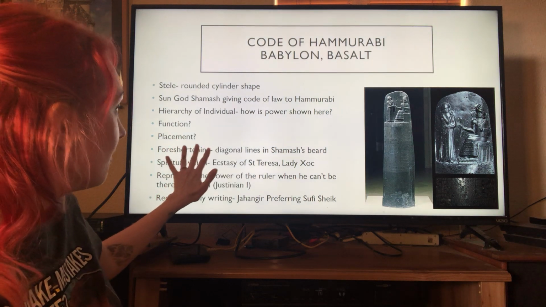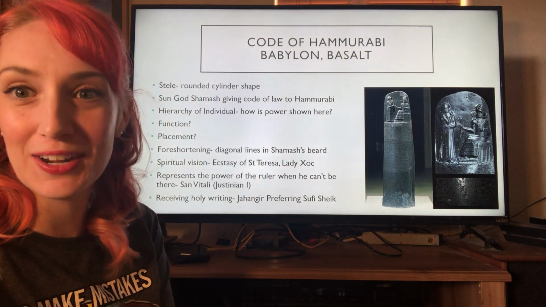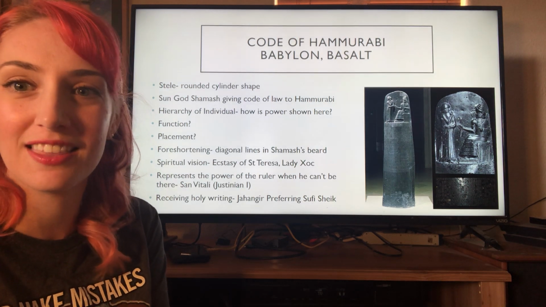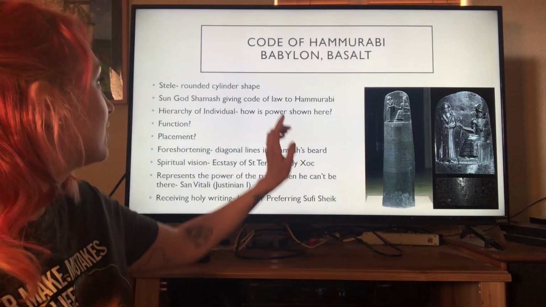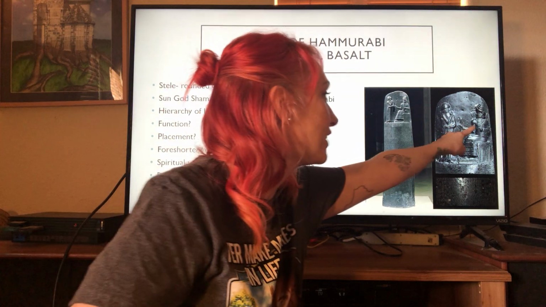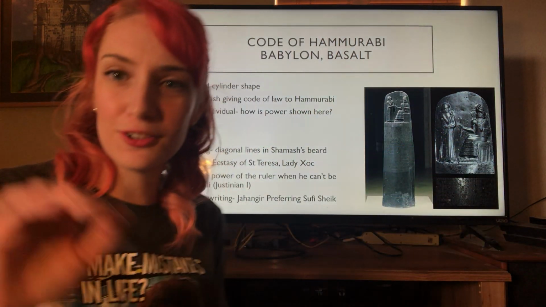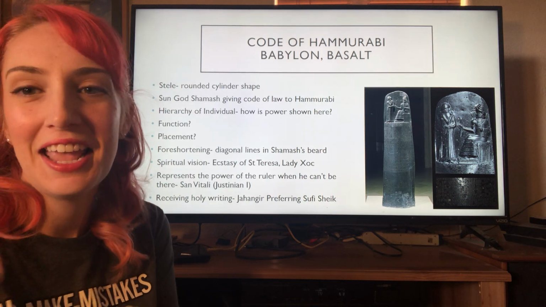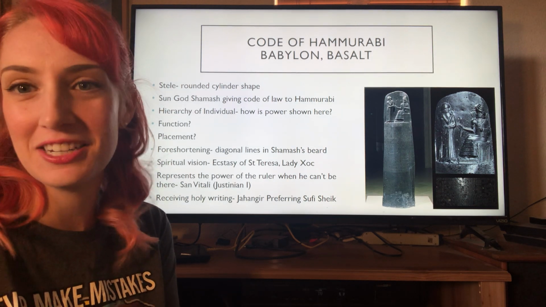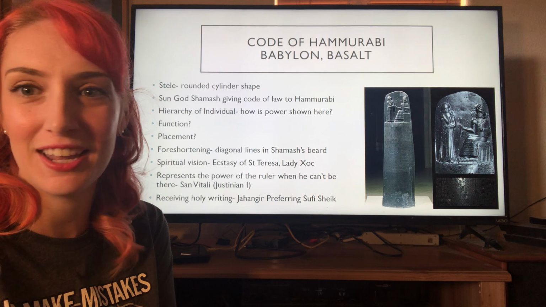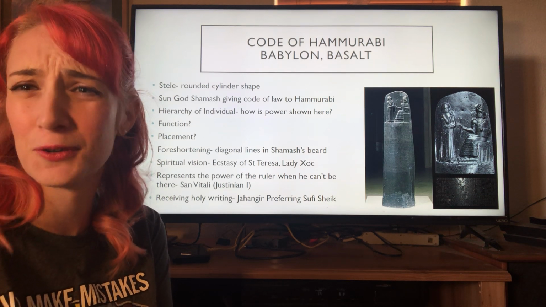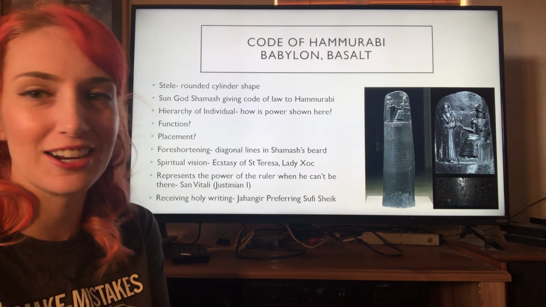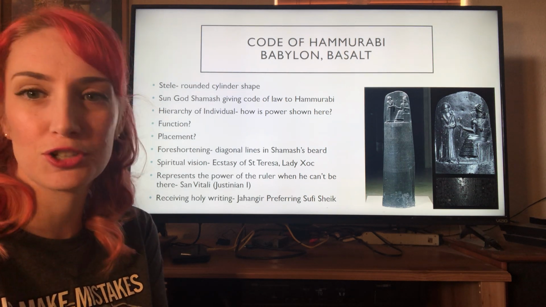Let's see. What's super brand new and innovative for the time is it's the first example of foreshortening that we see in art history. If we look in Shamash's beard right here, those diagonal lines are the first time that we actually see foreshortening. And then, as you know, we don't see that again until Arena Chapel, the Scrovegni, at the end of the 14th, 15th century. So several hundred years later is when we actually bring back foreshortening.